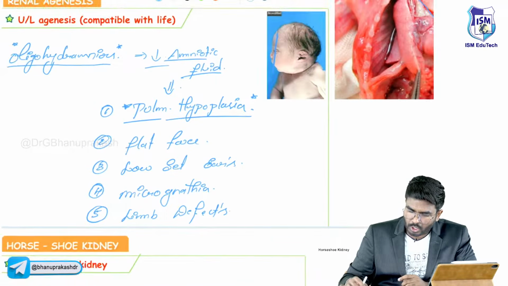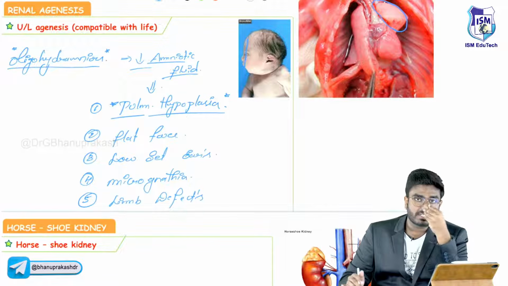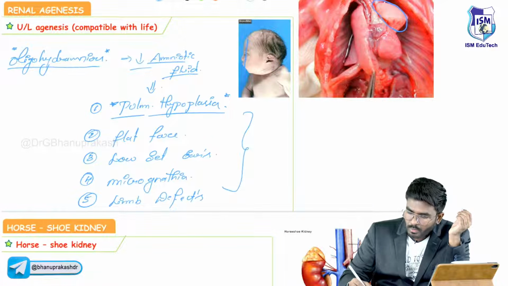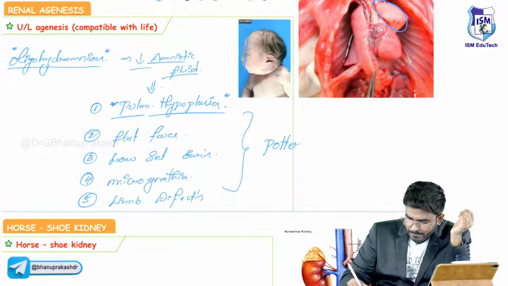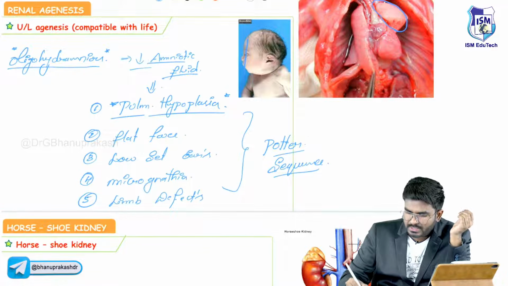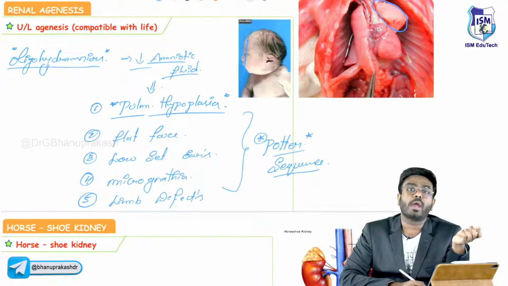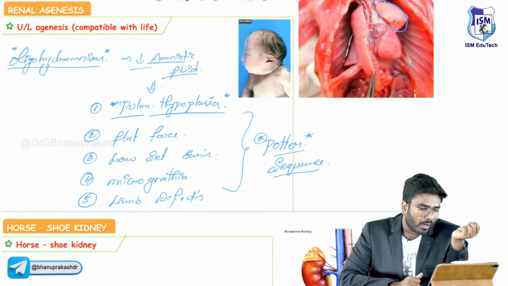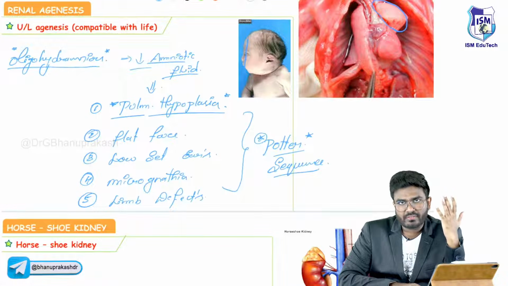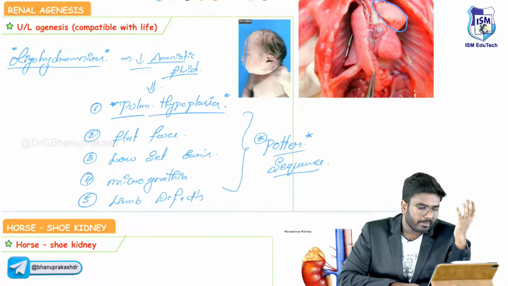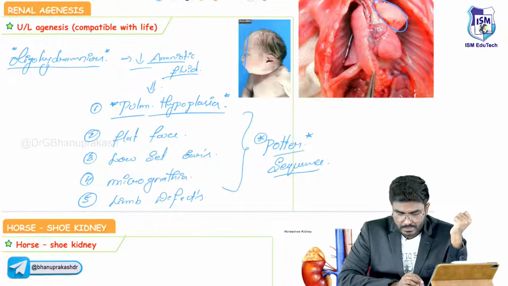Now, what is this? All this together, pulmonary hypoplasia, flat face, low set ears, is called Potter sequence. See this Potter sequence, it's a consequence or a complication of oligohydramnios. In the Potter sequence, the patient is going to have pulmonary hypoplasia, flat face, low set ears, micrognathia and limb defects. These are the points which I want you to know.